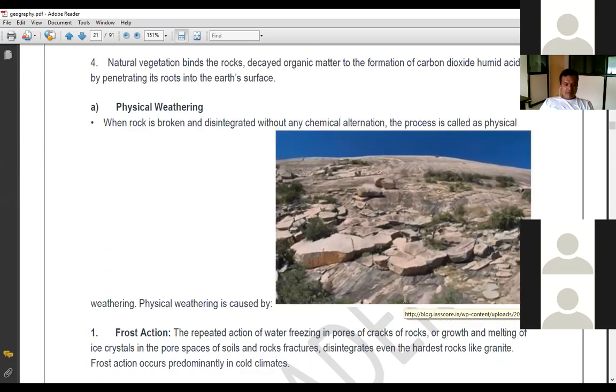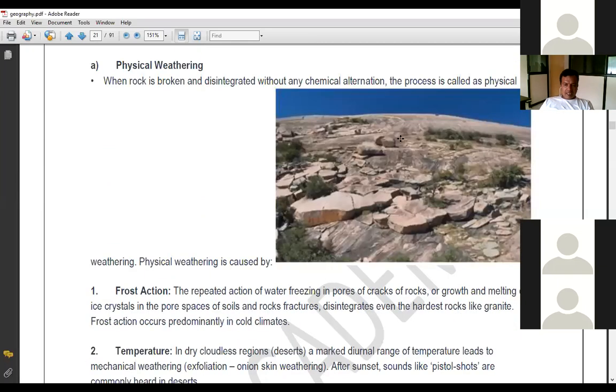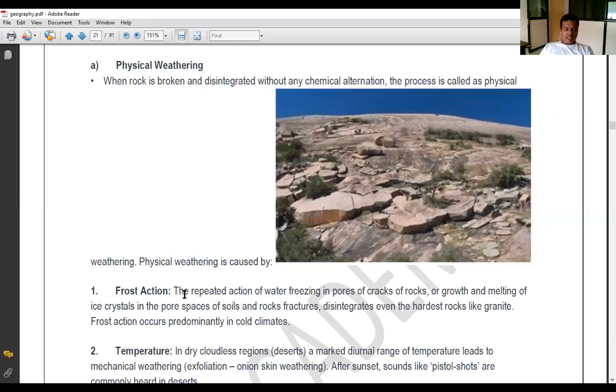So physical weathering can be categorized into various types. That is the frost action. Frost action means that during the winter the snow is deposited in the cracks, and it expands, because we know that when water is converted into ice, the volume increases and it expands.